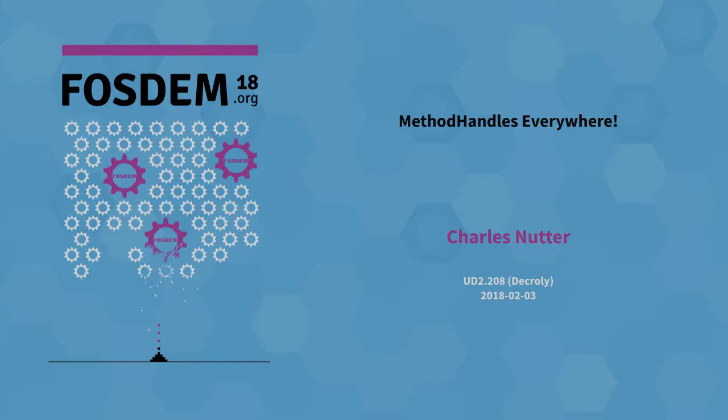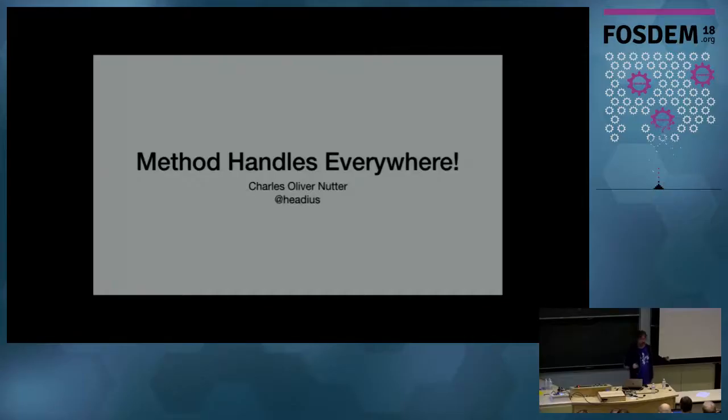This is an hour talk, and we've got 25 minutes. Okay, I'm going to talk about method handles. My name is Charles Nutter. Charlie, to my friends, which includes all of you. I work at Red Hat now for like 6 years. I've been working on JRuby and other JVM language stuff for like 10 or 11 years.